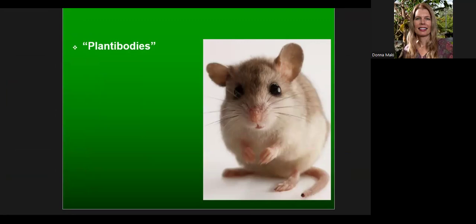And so they gave it the cute name Plantibodies. We have antibodies, so do mice. Antibodies are part of our immune system, right? And they kick into gear when we get sick with something and make antibodies against whatever it is that's attacking us. Maybe it's a bacterial infection.